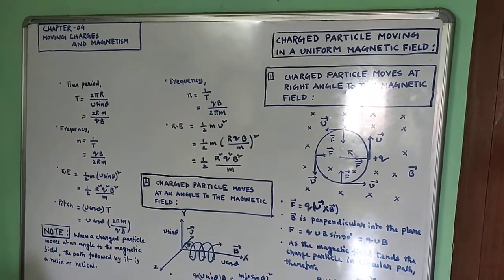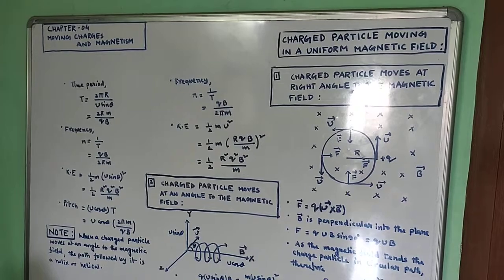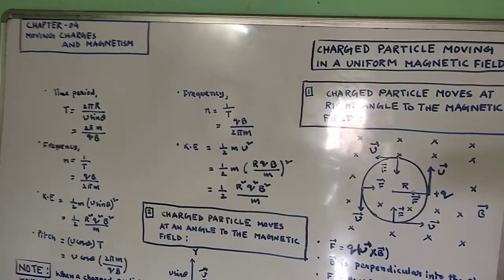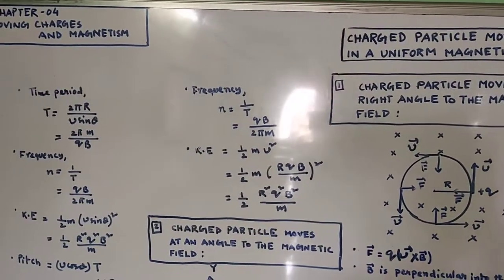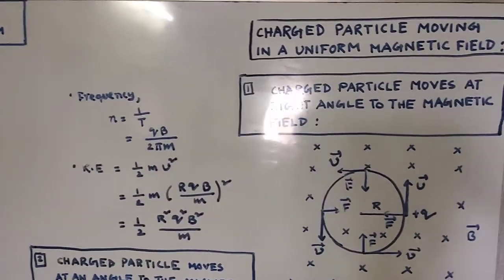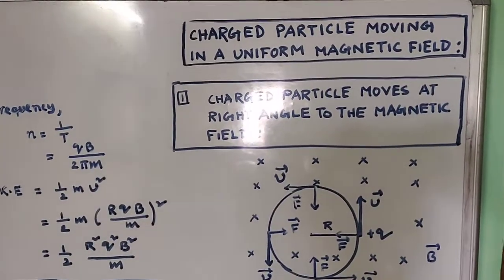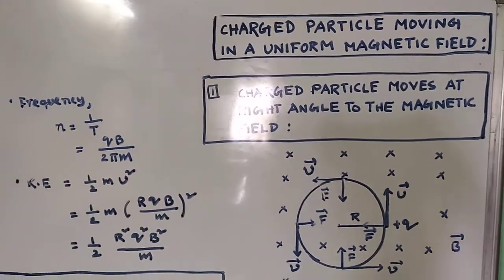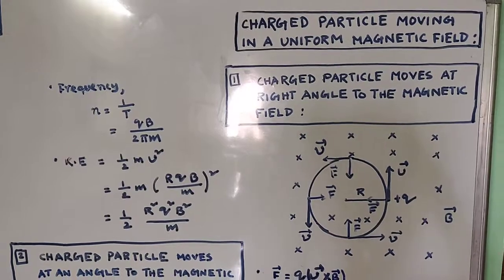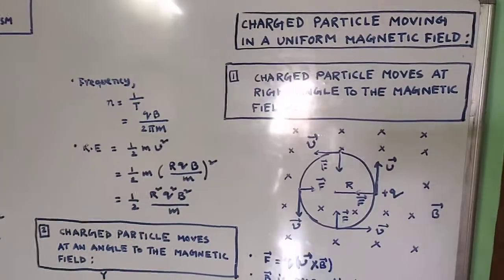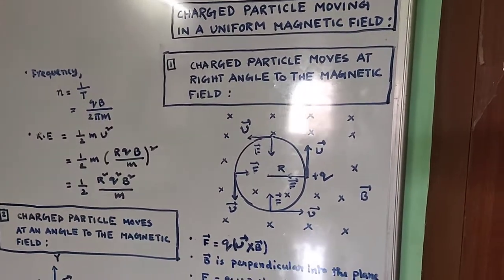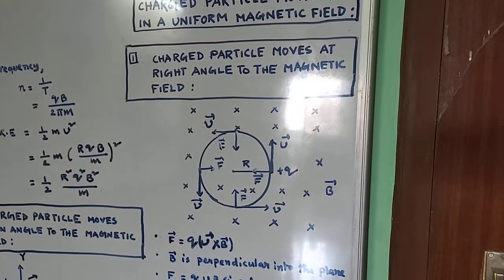Good morning, students. Today we are going to discuss a very important topic from chapter 4, and chapter 4 is moving charges and magnetism. The topic we are going to discuss is a charged particle moving in a uniform magnetic field. Here we are going to consider two cases. Number one is a charged particle that moves at right angle to the magnetic field.